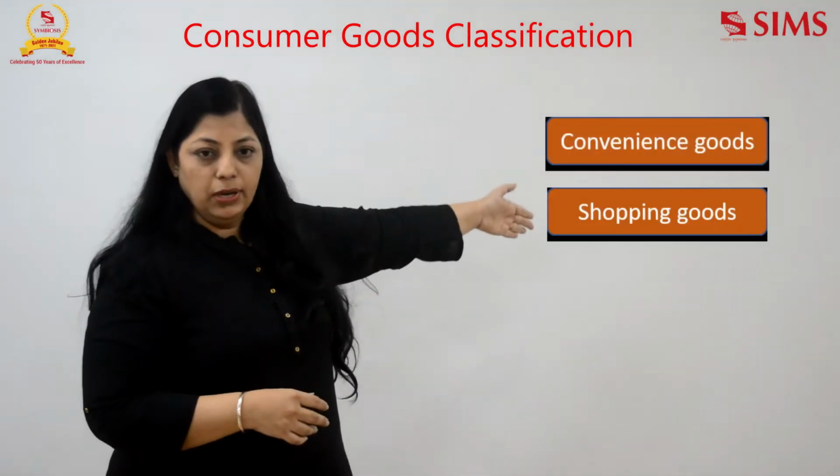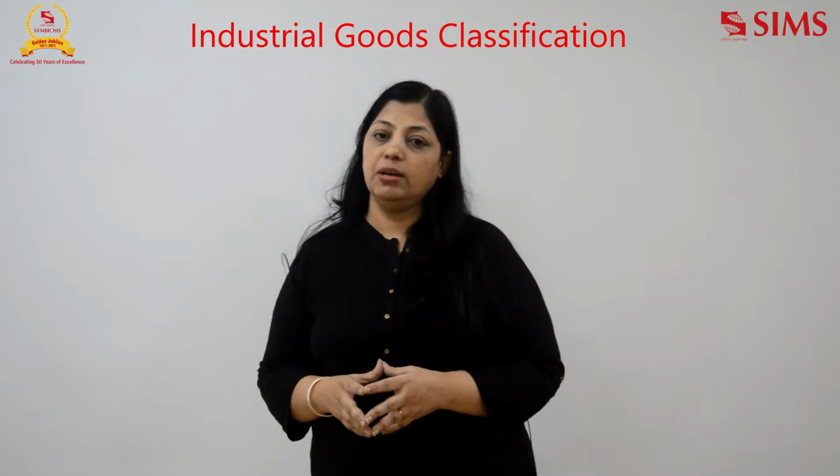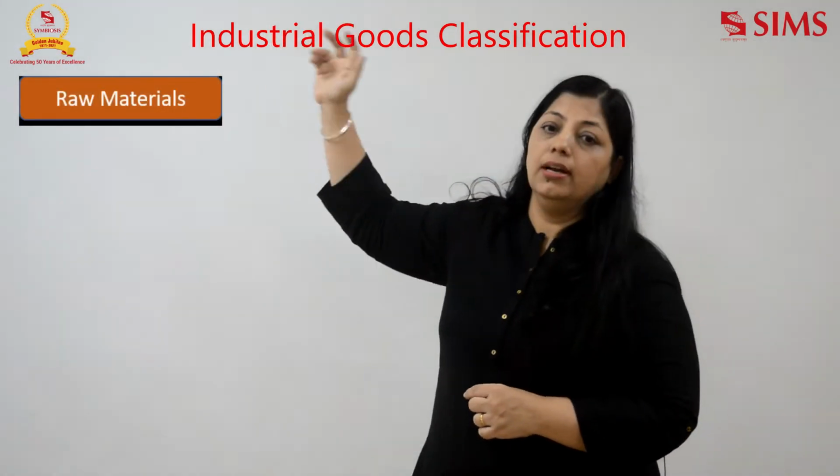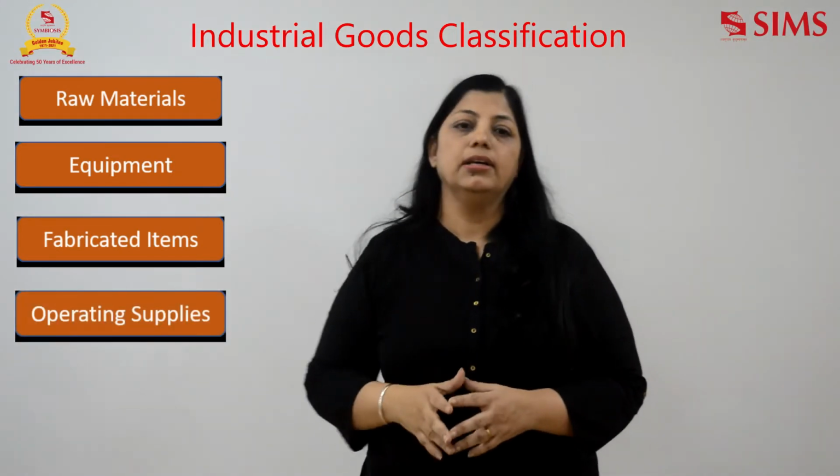When we talk about goods or products specifically, we are talking about how this process of classification begins. In consumer goods classification, we have convenience goods, shopping goods and specialty goods. In industrial markets, we can classify them as raw materials, equipments, fabricated items and operating supplies. These are the detailed classification of goods in the B2B and B2C markets.